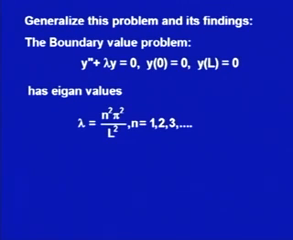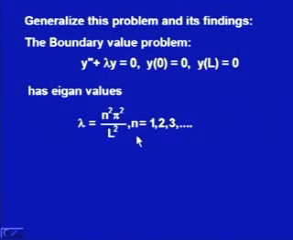What we are doing now, you can do this as an exercise for yourself: rather than putting the boundary condition y at pi equal to 0, put y at L equal to 0 and try to satisfy it. You would get the lambda value as n squared pi squared upon L squared, for n being a positive integer 1, 2, 3 and so on.